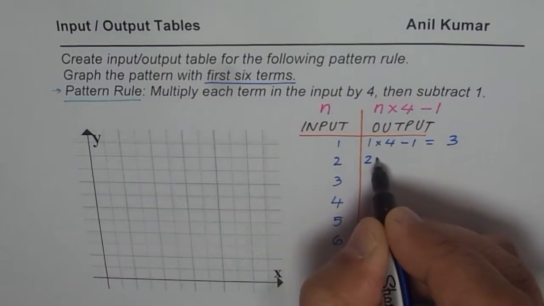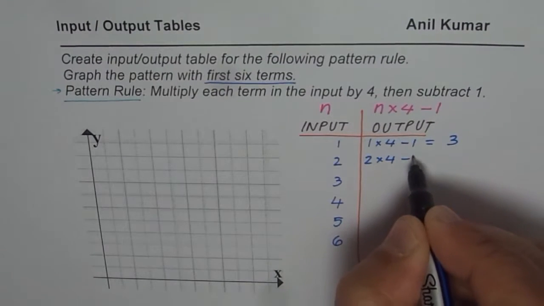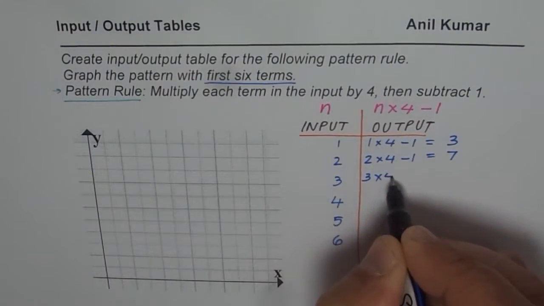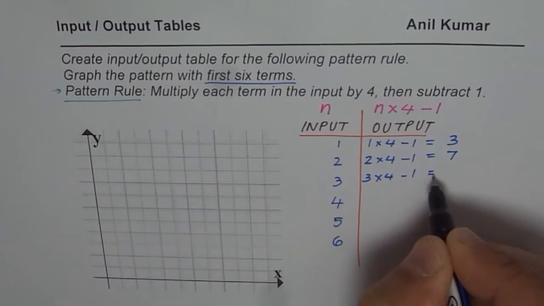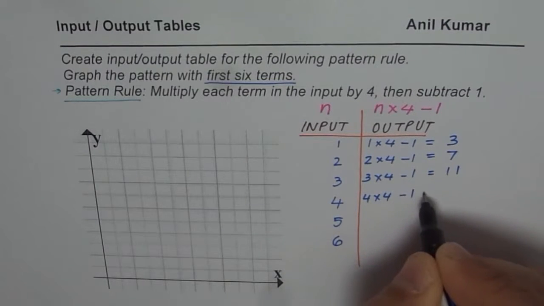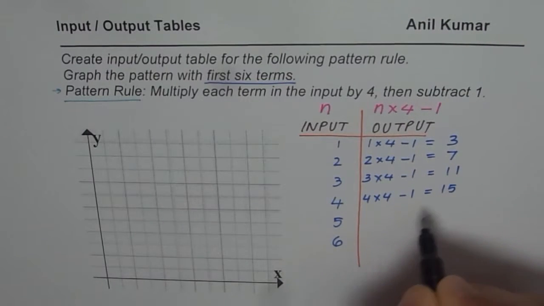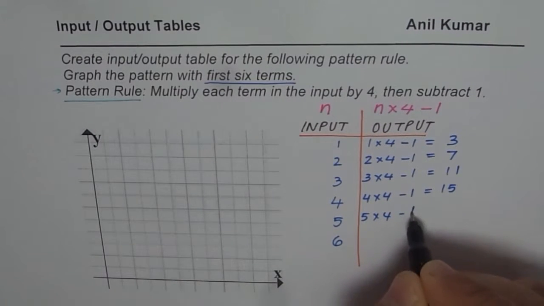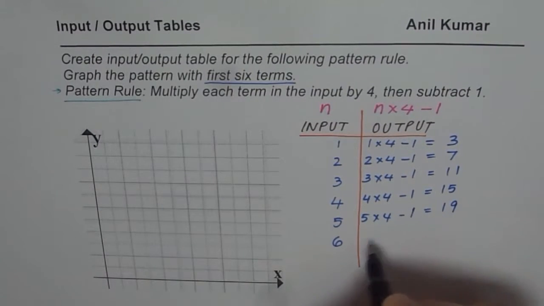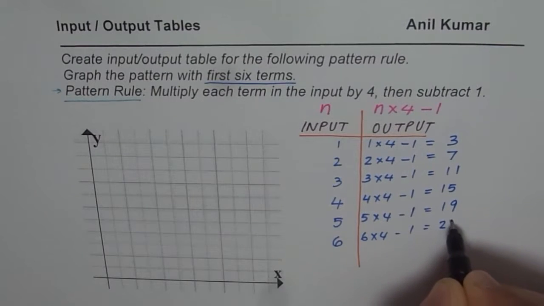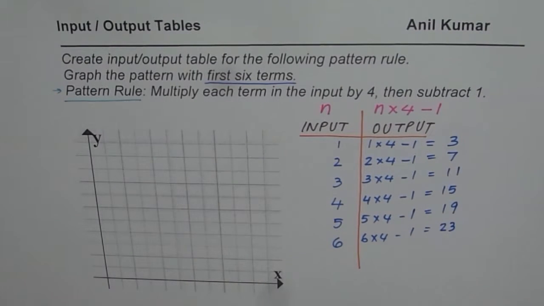Now let's do the same with 2. 2 times 4 is 8, 8 take away 1 is 7. 3 times 4 is 12, 12 take away 1 is 11. 4 times 4 is 16, 16 take away 1 is 15. 5 times 4 is 20, 20 take away 1 is 19. And 6 times 4 is 24, take away 1 is 23. So we get a set of points.